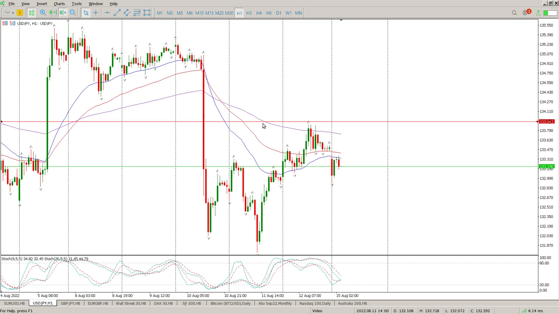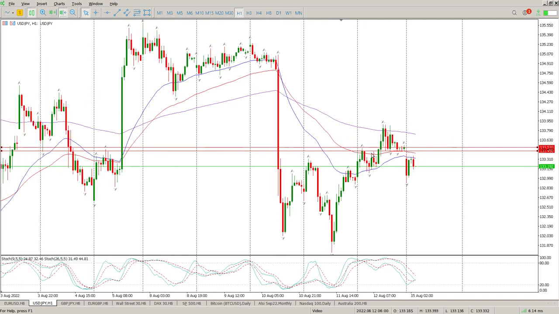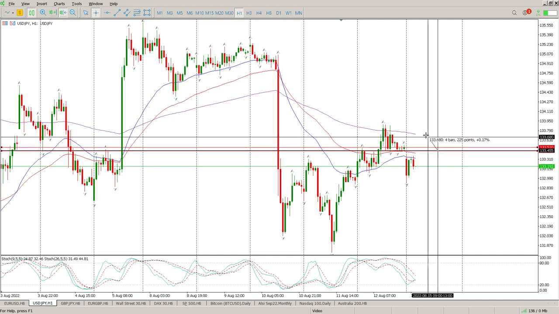So as far as I'm concerned, this area here, I'm just going to give you two areas. If we reject this zone here, that would be opportunity to get back in short. So that's 135.510, or alternatively 133.450. So 133.510, 133.450. That's the zone that you're looking for. You're looking for price to get back in there, and you're looking for rejection. Do that on the 15 minutes.